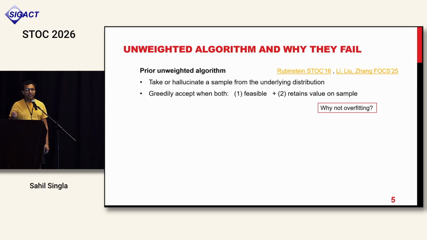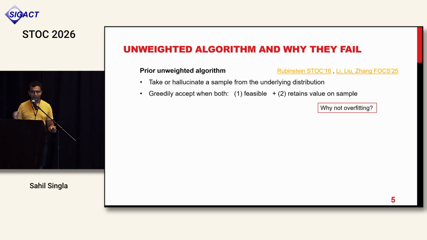Also, it should not hurt your value from other elements. Now, there's some kind of uncertainty. You don't know the exact values of these elements. So what you do is you take a sample from the underlying distribution and try to see how your greedy algorithm performs on this sample, and accordingly try to make a decision.